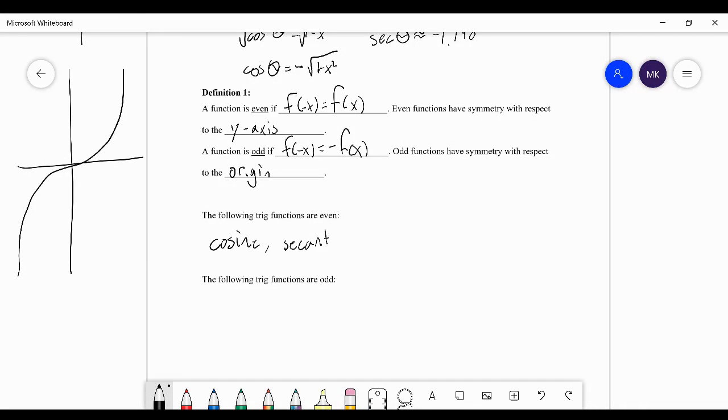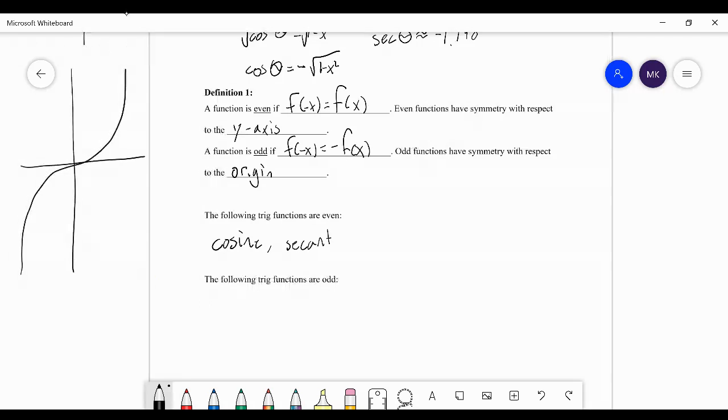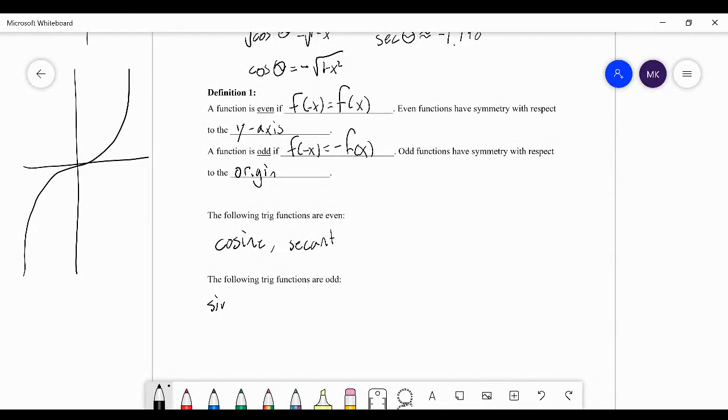And all the rest are odd. So sine, cosecant, tangent, and cotangent. Okay, these are all odds.